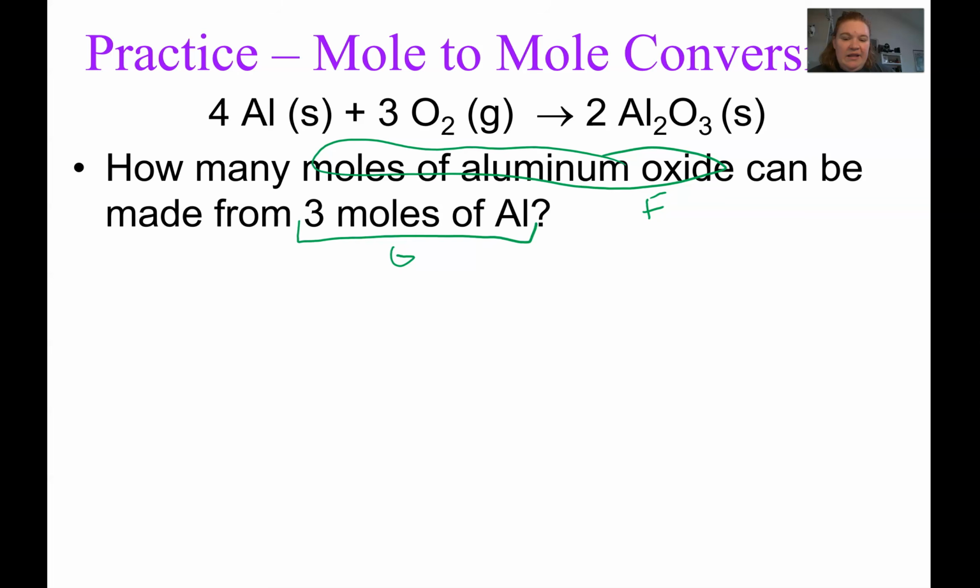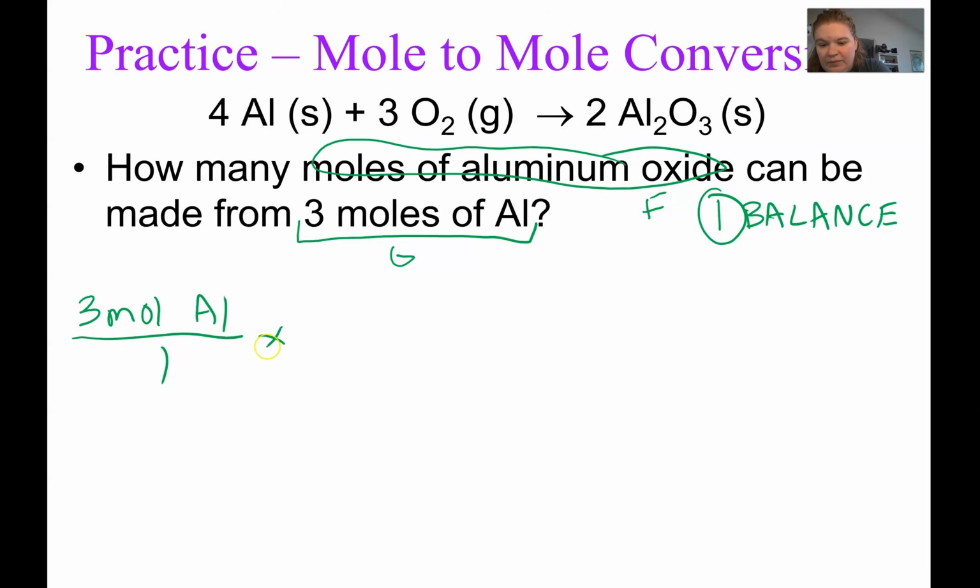So whenever we're doing anything within a chemical equation, anytime we're trying to calculate moles or grams, the first step that you have to do is to balance that chemical equation. Now this one's been balanced for us, but you definitely need to check, make sure that your chemical equation is balanced. All right, so I'm going to start with my given. 3 moles of aluminum. And then I'm going to fill in my conversion factors. So I'm going to have moles of aluminum on the bottom, moles of aluminum oxide on the top.